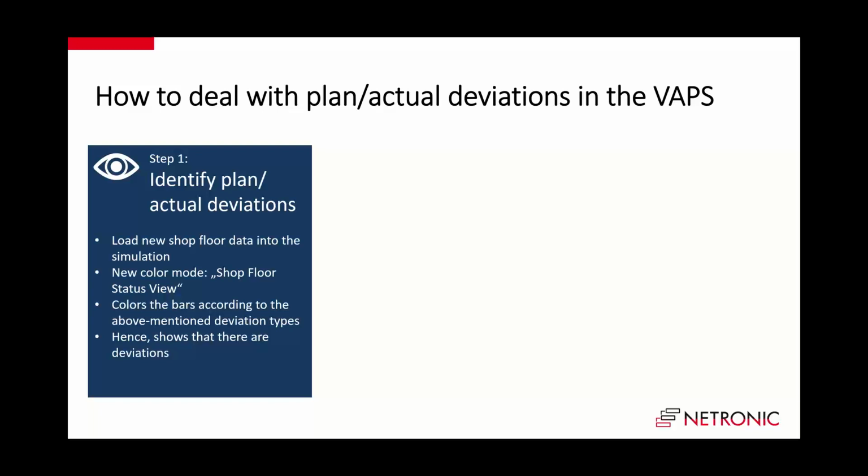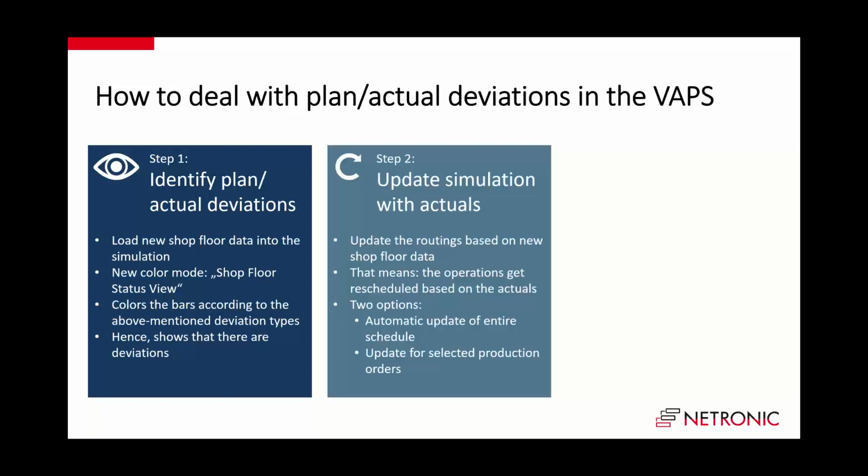kind of deviations there are. Did I start this on another machine than it was planned? Did I finish it earlier? Did I start it later? There are a lot of different deviation types, and we make them visible in what we call the shop floor status view. And then once I have reviewed them, I need to update, and I update a simulation with the actuals. So I fetch the capacity ledger entries, I populate them into the production order routing lines of my simulation, and then I can automatically calculate the impact on the schedule.